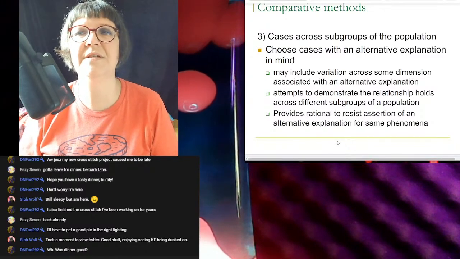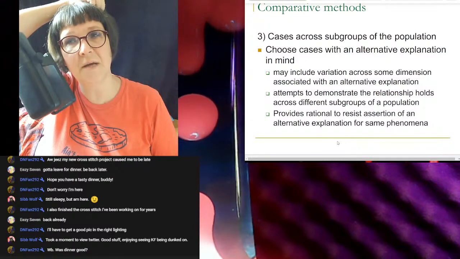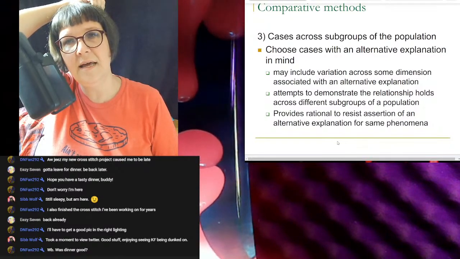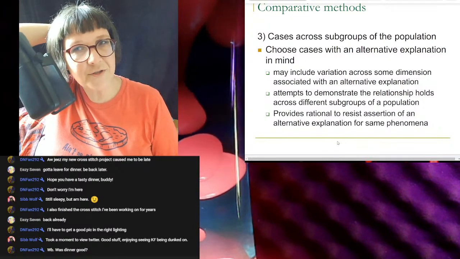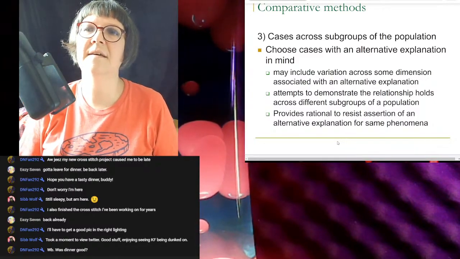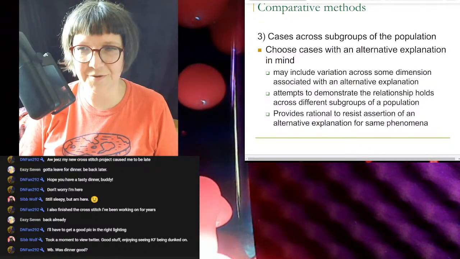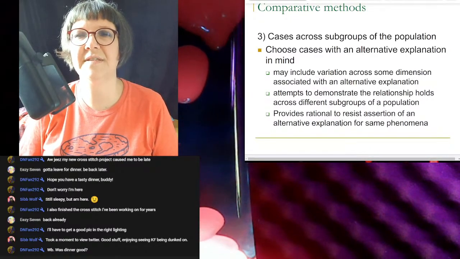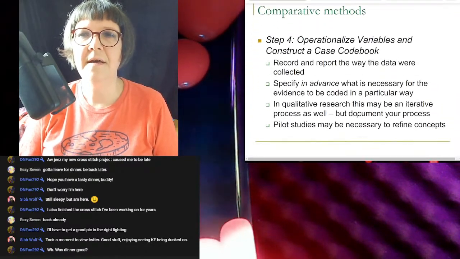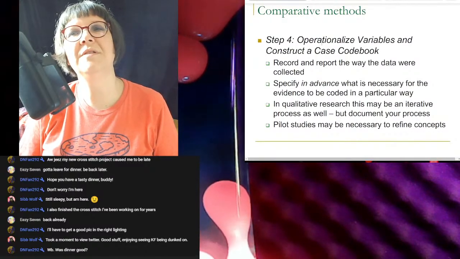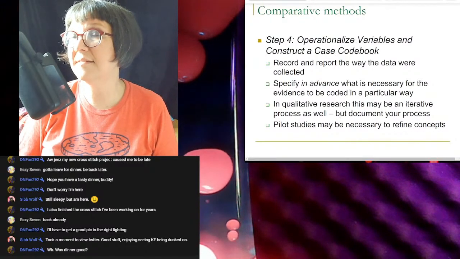Attempts to demonstrate the relationship that holds across different subgroups of a population, and you might want to try to provide a rationale to resist assertion of an alternative explanation for the same phenomenon. Step 4, you want to operationalize your variables and construct a case codebook.